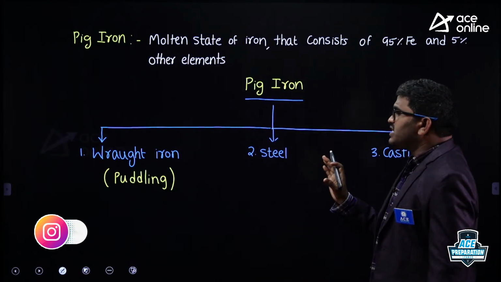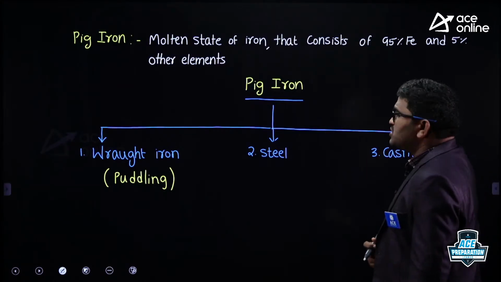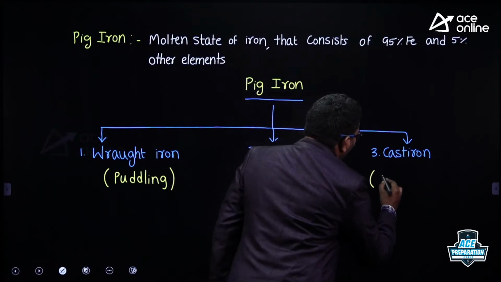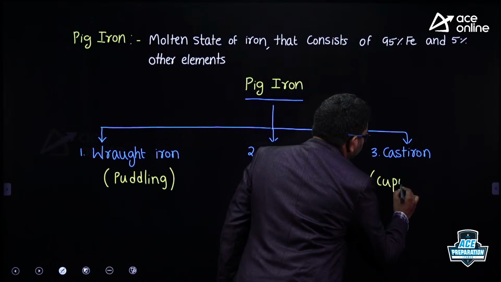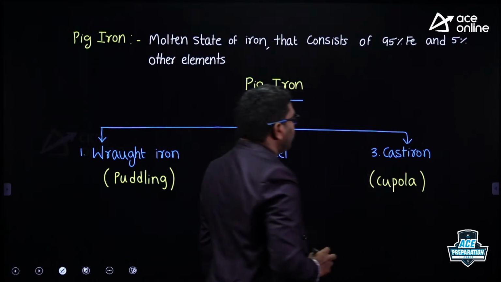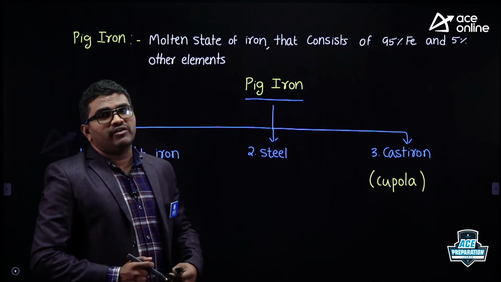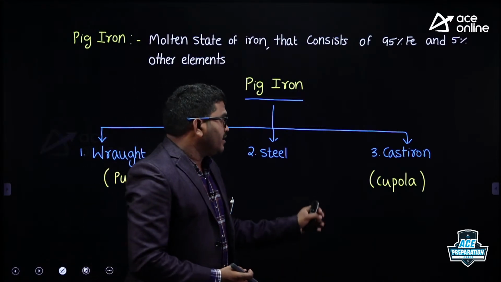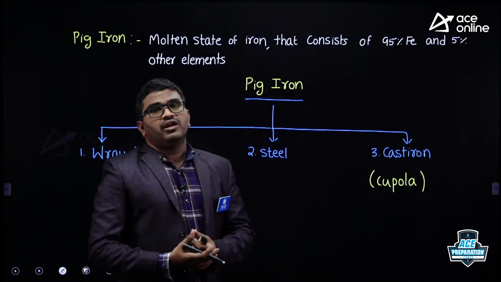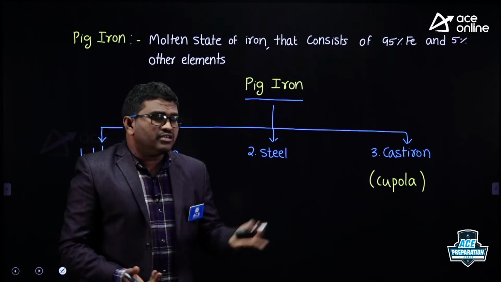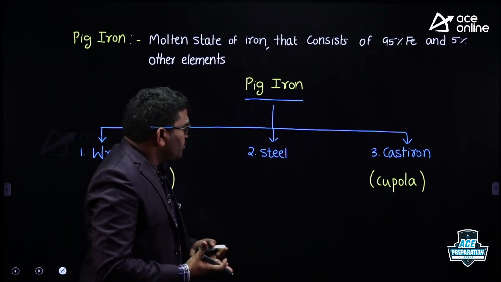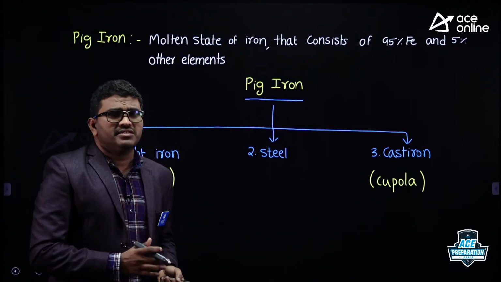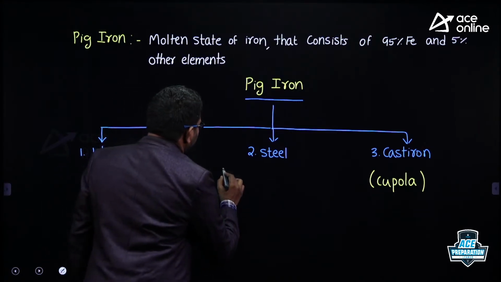Next, steel is an iron carbon alloy. Cast iron is also an iron carbon alloy. Cast iron is produced from a cupola process or a cupola furnace. Remember, this is also important for your exam objective type questions. They will ask you, cast iron is produced from which furnace? Cupola. And for steel production, there are so many methods, but I will give you some basic standard methods. You just remember those methods.